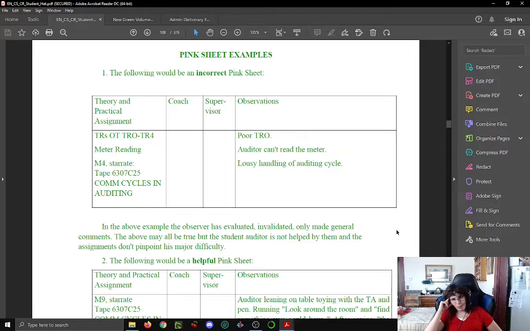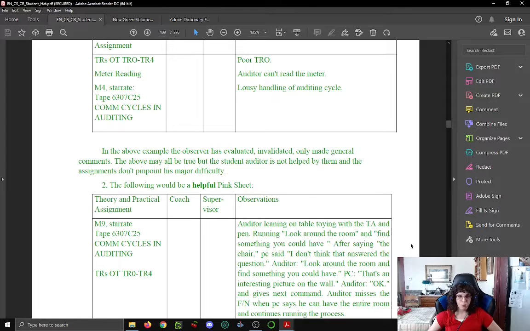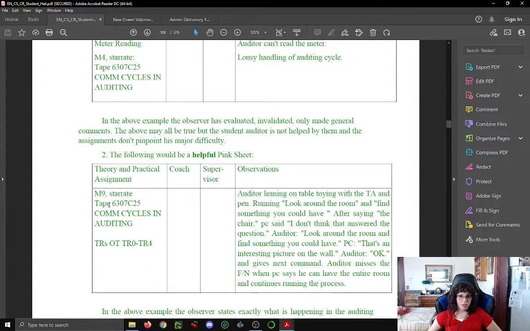In the above example, the observer has evaluated, invalidated, only made general comments. The above may all be true, but the student auditor is not helped by them and the assignments don't pinpoint his major difficulty. The following would be a helpful pink sheet. So we've got M9 star rate on this tape, comm cycles and auditing, and TRs, OT, TR0 to TR4.